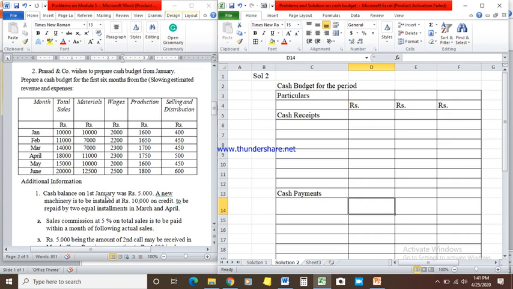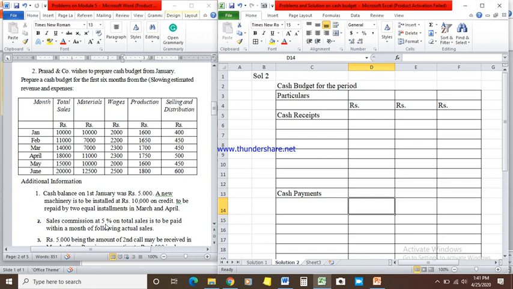Additional information: cash balance on 1st January was 5,000. A new machinery is to be installed at 10,000 rupees on credit, to be repaid in 2 equal installments in March and April. Sales commission at 5% on total sales is to be paid within a month following actual sales. When we read these adjustments, the company is planning to install a new machine costing 10,000 rupees on a credit basis, but the payment of the first installment of 5,000 falls in the month of March and the next one in the month of April.